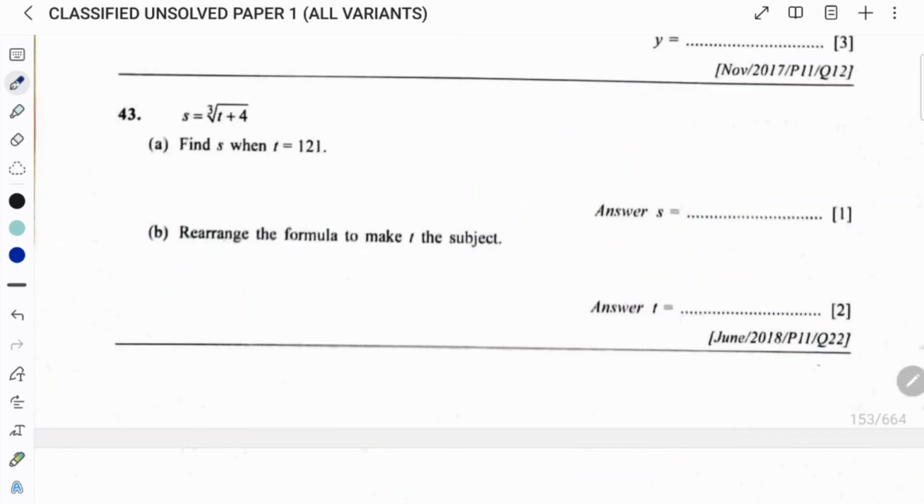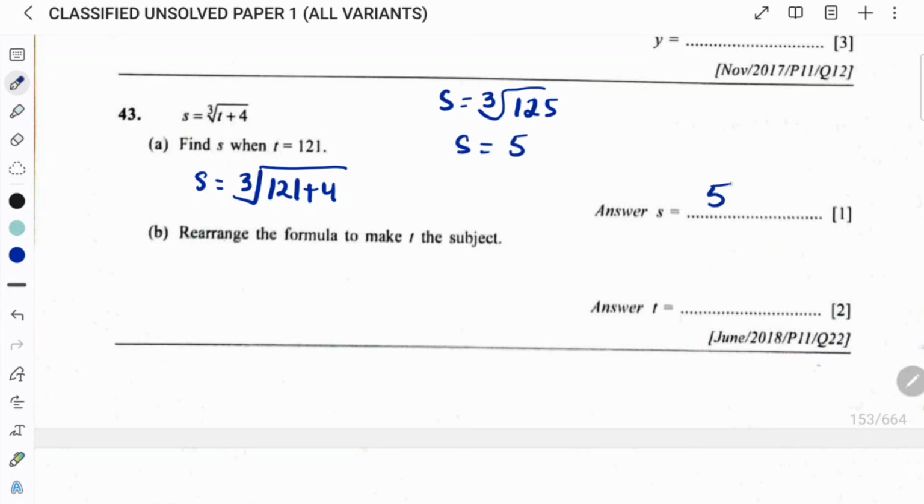Alright, in 43rd question, s is equals to cube root of t plus 4. Find s when t is equals to 121. So s is equals to cube root of 121 plus 4, which is 125, and we know that cube root of 125 is 5. Okay, so 5 is the answer.